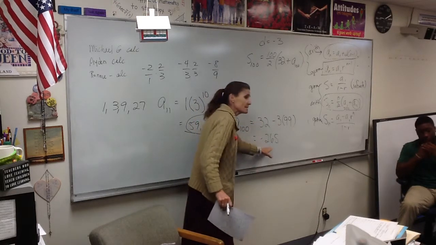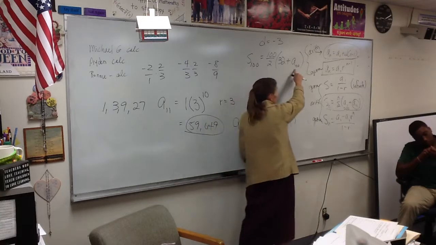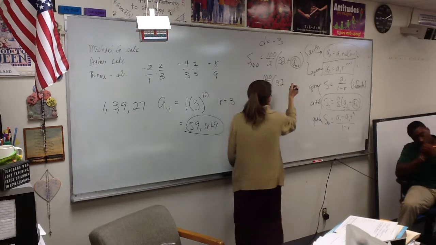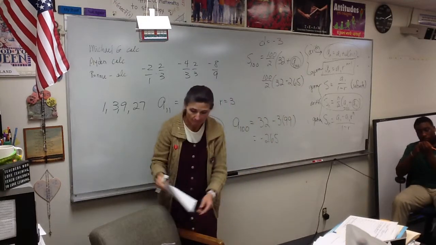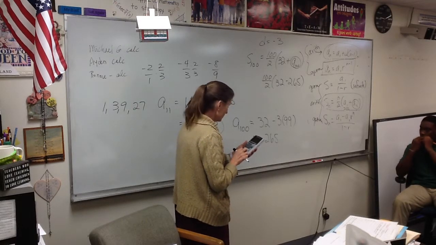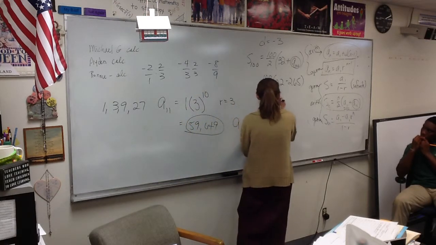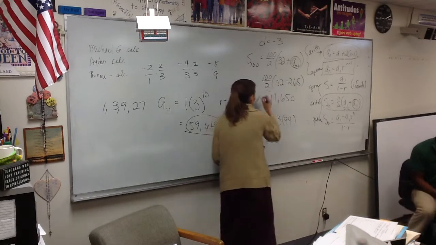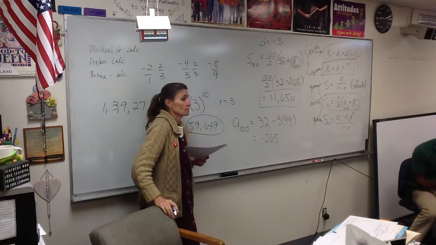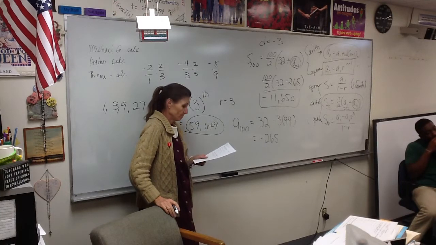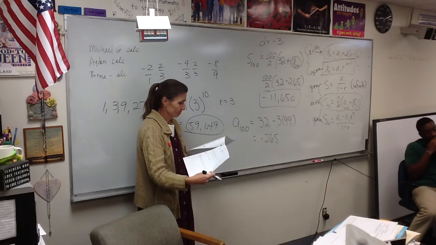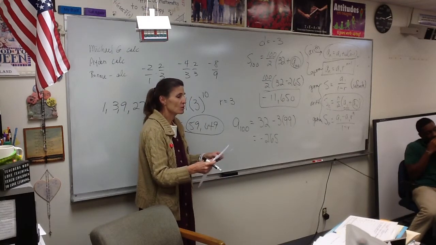No. What is this? That's the number that goes here, right? So now I have 100 over 2 times 32 minus 265. And that is going to be my answer. I got negative 11,650. And that's what I put a circle around, or put in the answer blank, whichever way it works. That's probably the hardest problem. Actually, there's one more that might be harder.